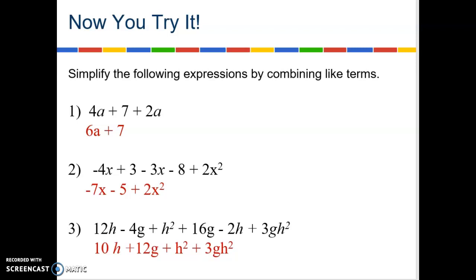Now I'm looking at the next term, which is an h squared. Are there any other h squareds? No. Again, it must be just that variable. It must match exactly. So no. So I just put plus the h squared. And then the only other thing that I have left is at the far right end, I have that 3gh squared. And is there any other term that has a gh squared? No. So then I just put the plus 3gh squared on the end.